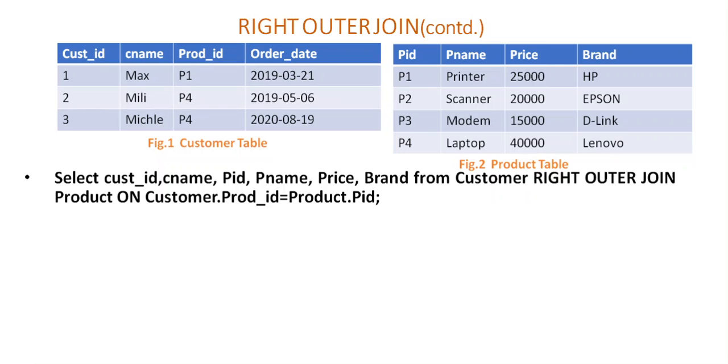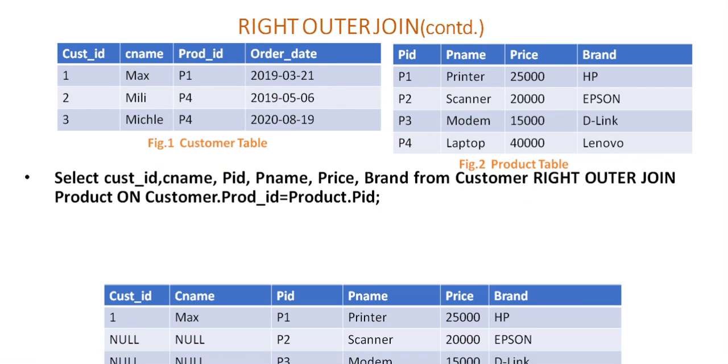So my query is: select customer ID, customer name, PID, P name, price and brand from customer right outer join product on customer.prod ID equals product.PID. Here we are performing a right outer join, that's why the right outer join keyword is written. Here also we are using an equality condition, but it is not an inner join or equi join. Here we have specified right outer join. So see what will be the output of this query.